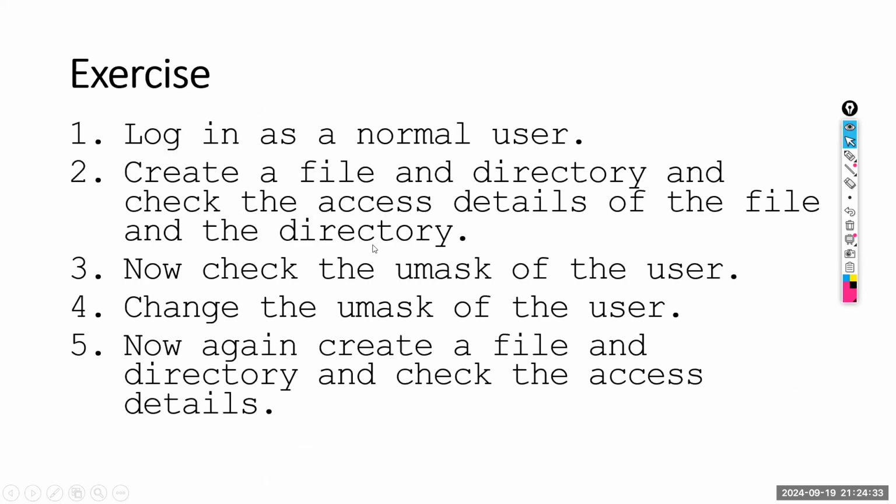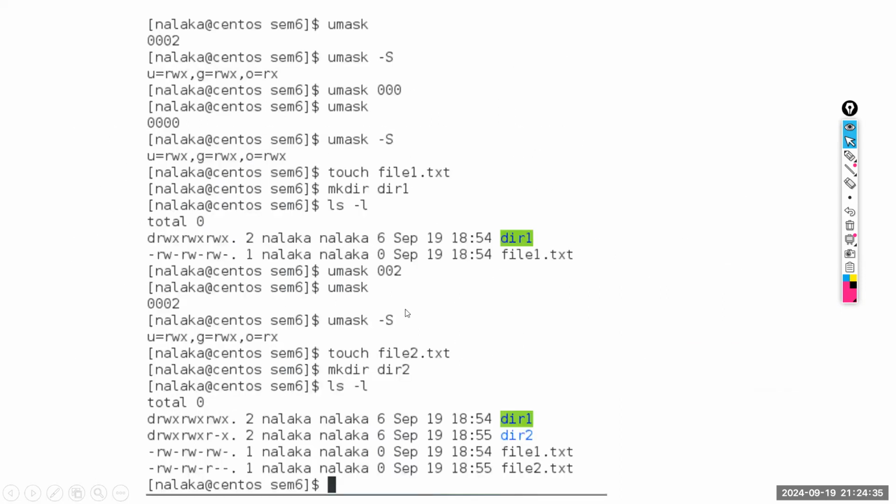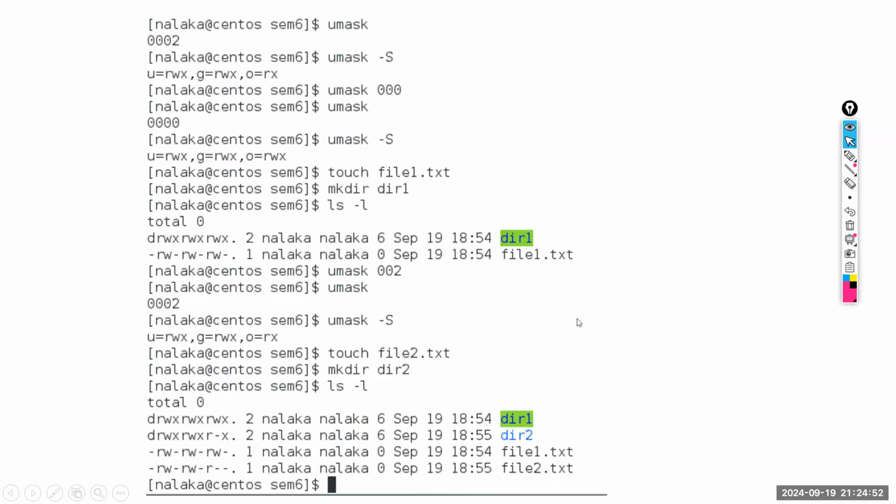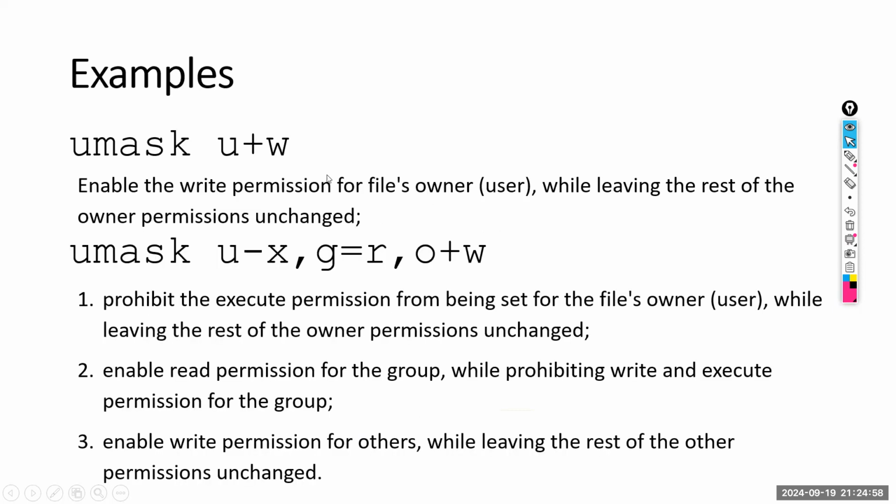Do it as an exercise. Change your umask and then create a file and folder and see whether it has got the correct permissions now. That is the default value minus your umask. So that is one way of setting umask: you just hard code your umask like this. Or you can add or subtract privileges to the umask.